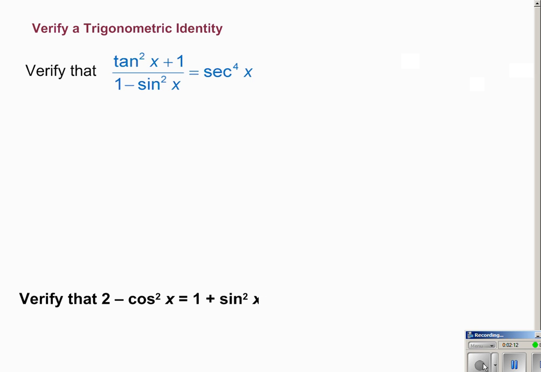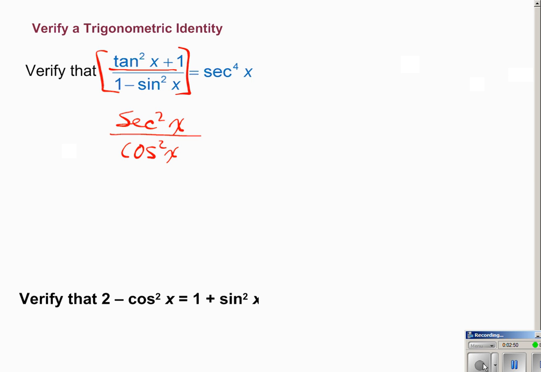Okay, for our first example, we're going to verify this identity, that (tangent squared plus 1) over (1 minus sine squared) is secant squared. So we're going to start off with the more complicated side, the left side of this expression. And we should see there a couple of our basic identities right to begin with. We see that tangent squared plus 1 really is just secant squared of x. And the 1 minus sine squared, well, that is cosine squared of x.